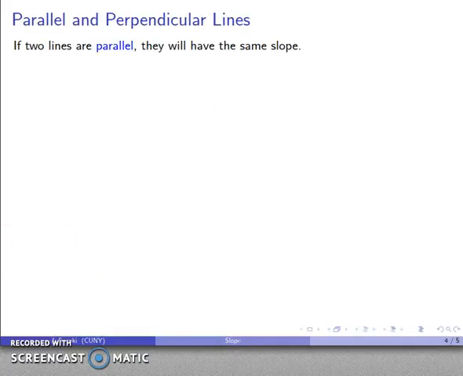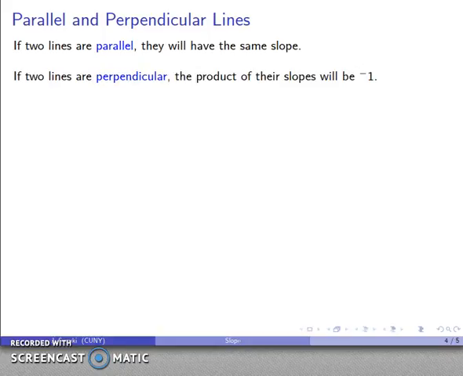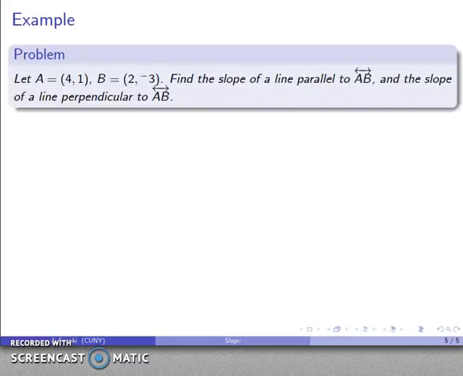Well, there's a couple of useful cases. If I have two lines that are parallel, then they're going to have the same slope. And if two lines are perpendicular, then the product of their slopes is going to be -1. So let's say I have 2 points, A equals (4, 1), B equals (2, -3), and I have a line that runs between these 2 points. This is a line AB, and I'd like to find the slope of a line parallel to AB and the slope of a line perpendicular to AB.